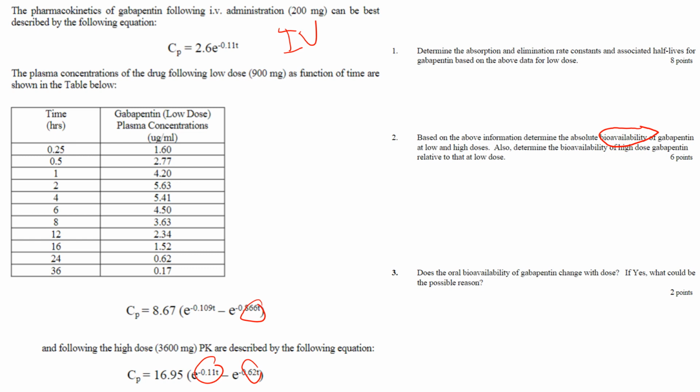So what's the math behind this? What we have to do first is find our IV bioavailability, and that's really simple to do. First, we need to find its area under the curve. So AUC equals our 2.6, which is our C naught, this value right here, divided by 0.11, our elimination rate constant. If we do that, we get 2.6 divided by 0.11, 23.6.